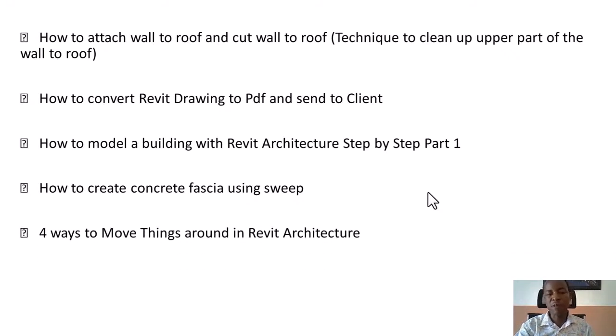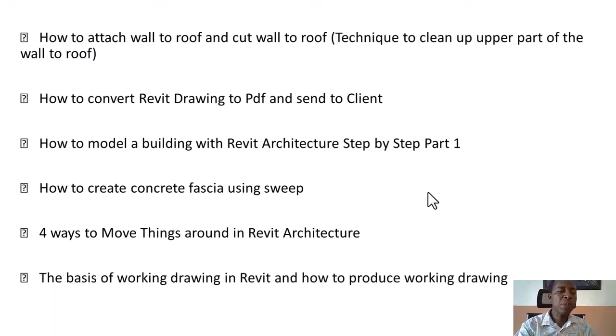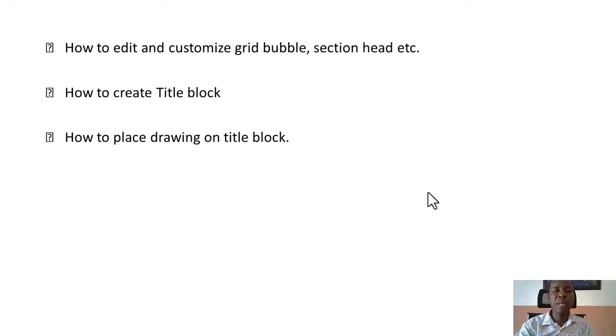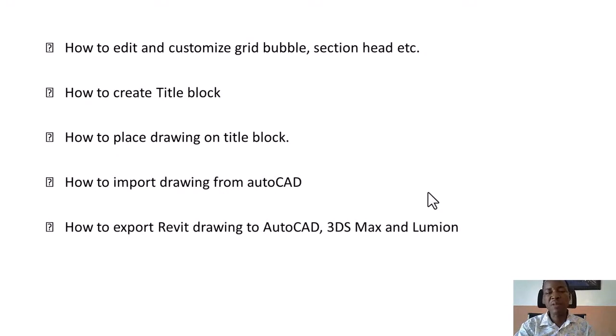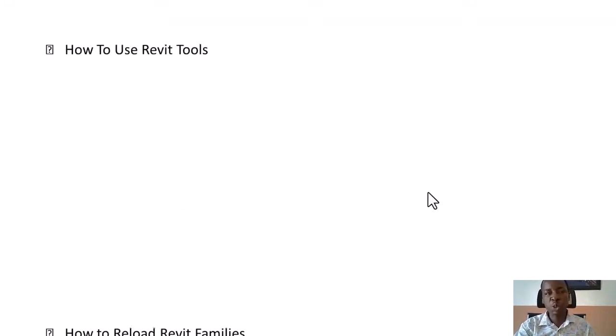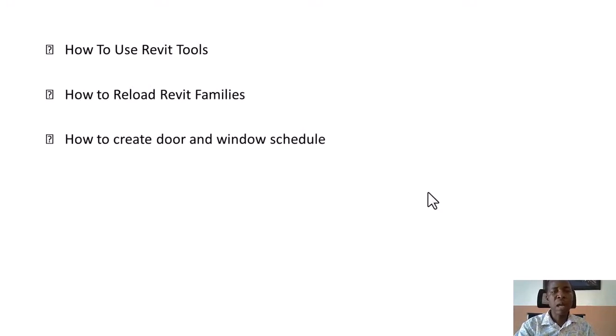How to move things around, 4 ways to move things around in Revit Architecture, the basis of working drawing in Revit and how to produce working drawing, and how to edit and customize grid bubble, section head, etc. How to create title block, how to place drawing on title block, how to import drawing from AutoCAD, how to export Revit drawing to AutoCAD, 3ds Max and Lumion, rendering 3D view in Revit, how to use Revit tools, how to reload Revit families, how to create doors and windows schedule, how to use V-Ray for Revit, Revit massing, and many more.